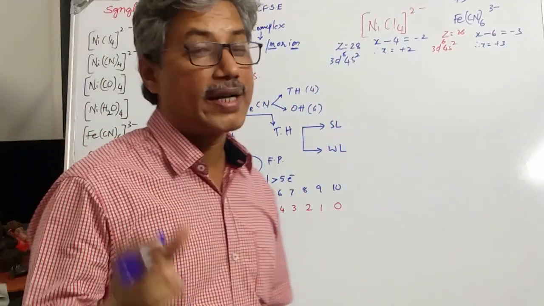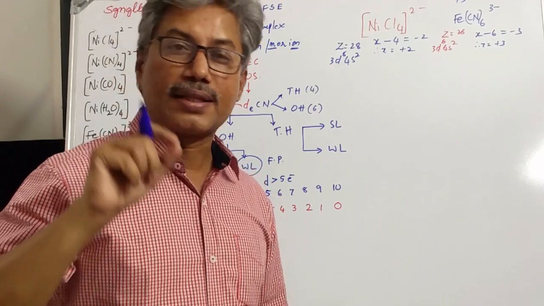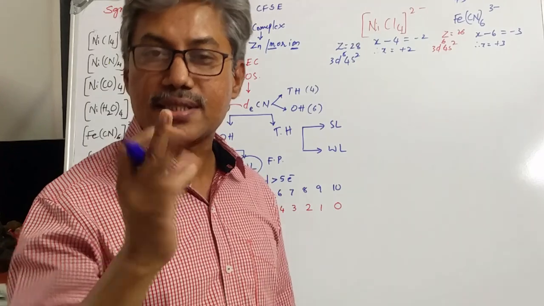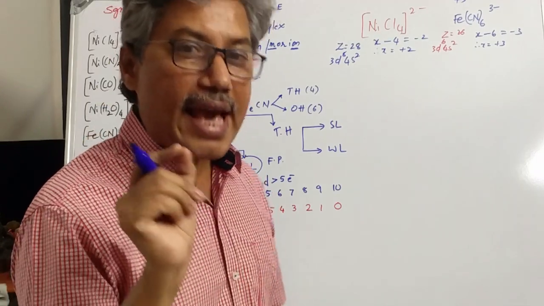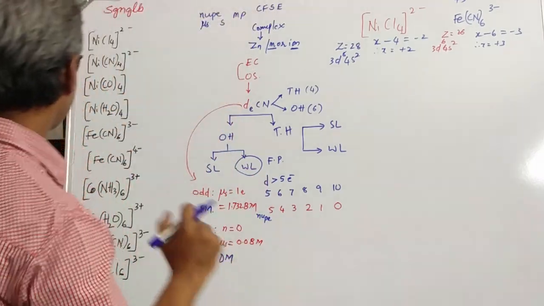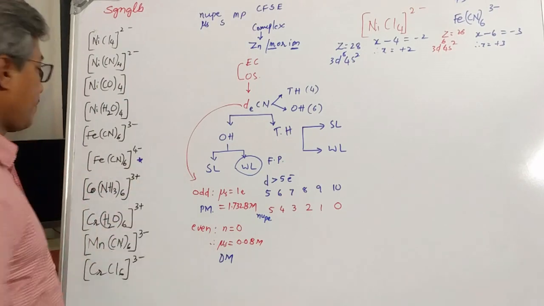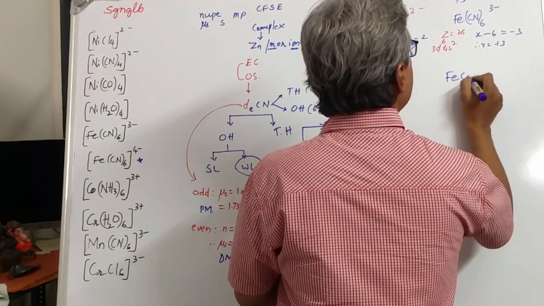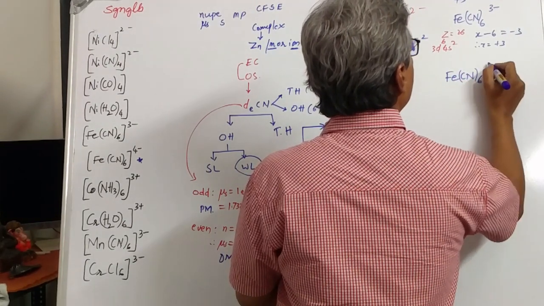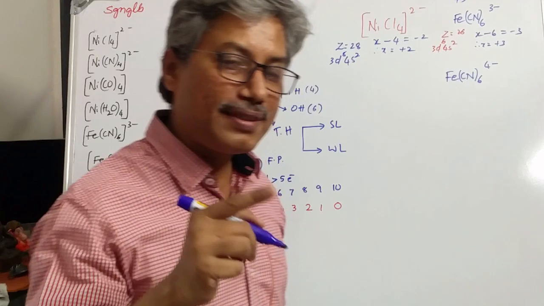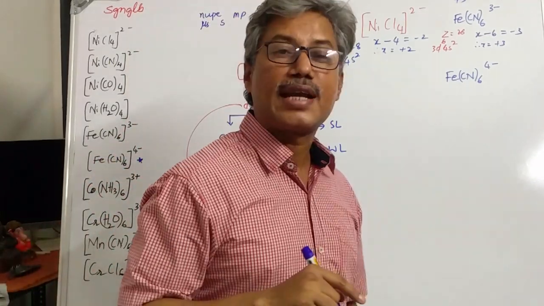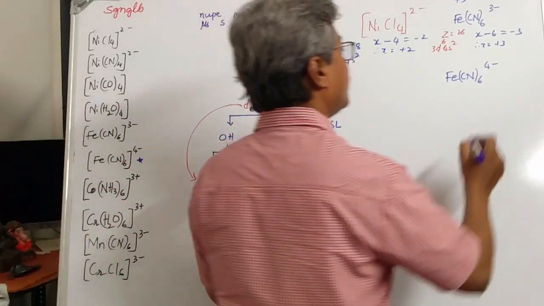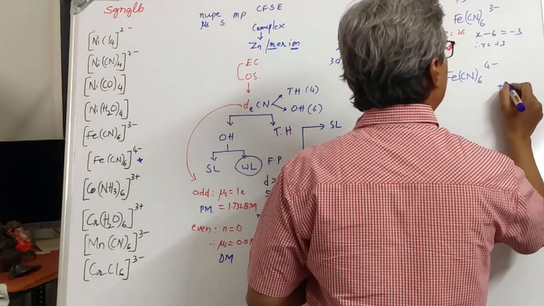Is it clear? To find the oxidation state, what do you have to do? Just look at the charge on the complex ion. What do you have to do next? Change the sign. That will be the oxidation state. Except one case. Just look at this: Fe(CN)6 4-. According to the trick, the oxidation state of Fe in this complex ion should be plus 4. It is not plus 4. It cannot be plus 4.